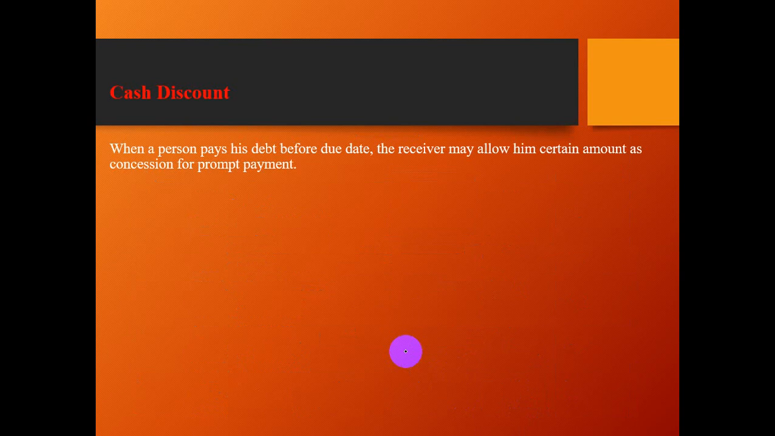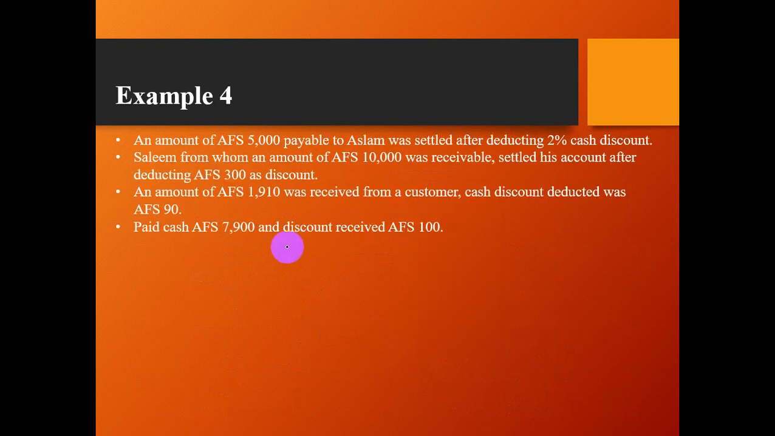How do you apply it for the cash discount? We need to prepare for the cash discount. So see, an amount of 5,000 payable to Aslam was settled at a 2% cash discount. For cash discount we need to keep the record. In trade discount we do not keep it, but in cash discount we need to keep the record. So how much is the cash discount? 5,000 multiplied by 2 divided by 100. So it becomes 100.